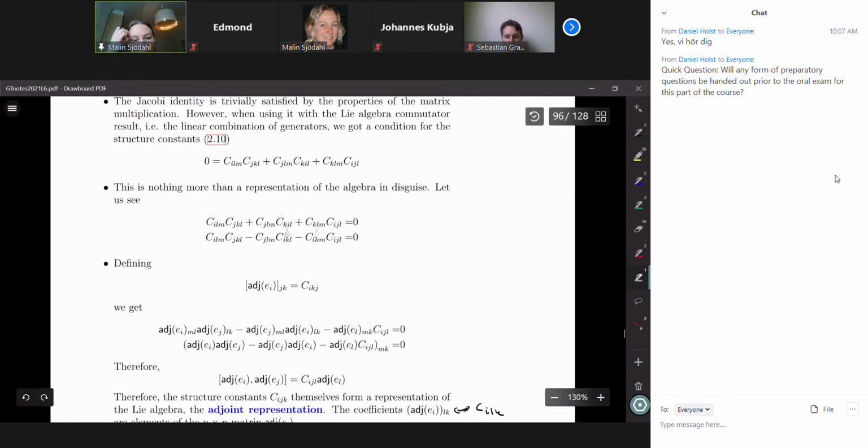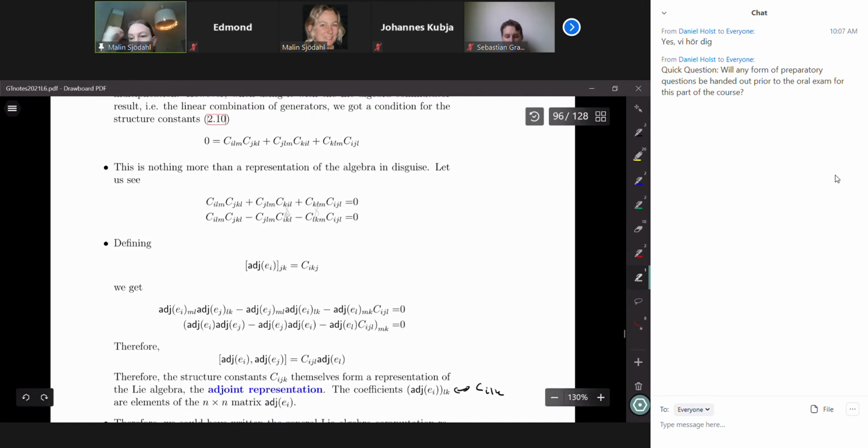And now I make the definition that the adjoint representation of E_i, it remains to see that it is actually a representation, we will find that it is, component jk is c_i, annoyingly component kj, but it's just a sign, so don't worry so much.